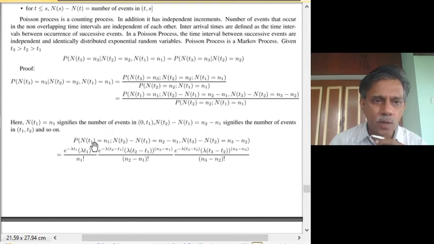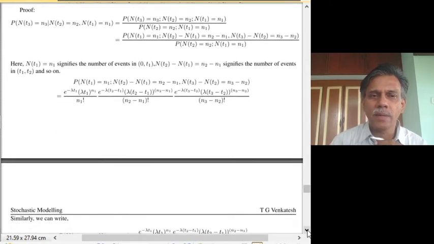That is probability of n of t1 equal to n1 multiplied by probability of n of t2 minus n of t1 is equal to n2 minus n1 multiplied by probability that n of t3 minus n of t2 equal to n3 minus n2. We can write it like that and then substitute the value for these expressions. Probability that n of t1 equal to n1 is nothing but e power of minus lambda t1 into lambda t1 power n1 by n1 factorial. Similarly, the probability of this event is e power of minus lambda into t2 minus t1 into lambda into t2 minus t1 power n2 minus n1 by n2 minus n1 factorial. And for the last one, it is e power of minus lambda into t3 minus t2 into lambda into t3 minus t2 power n3 minus n2 by n3 minus n2 factorial.